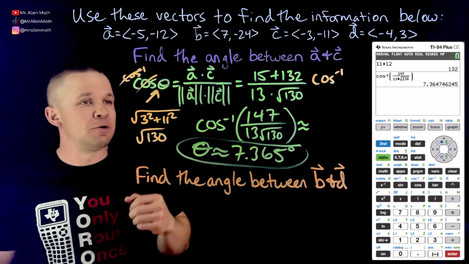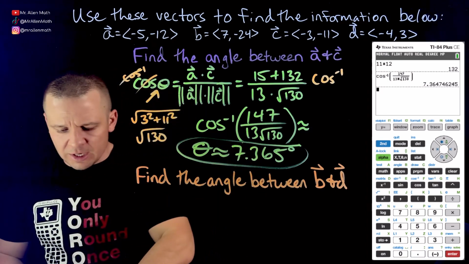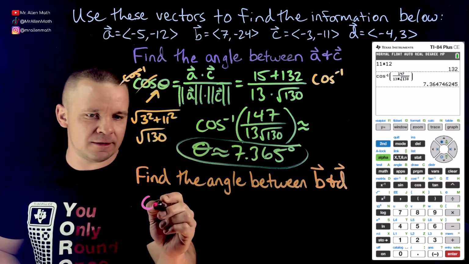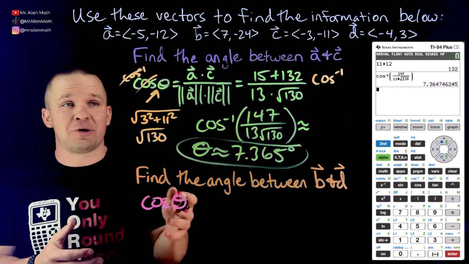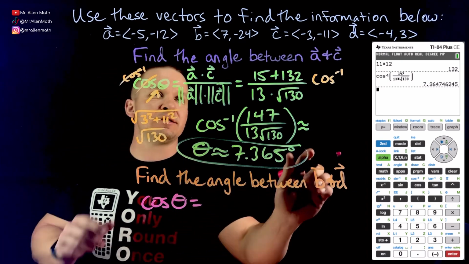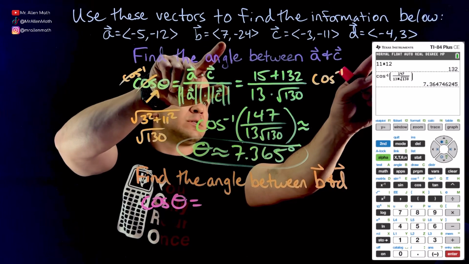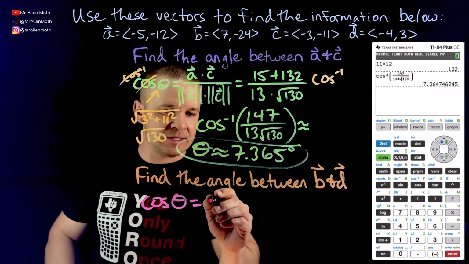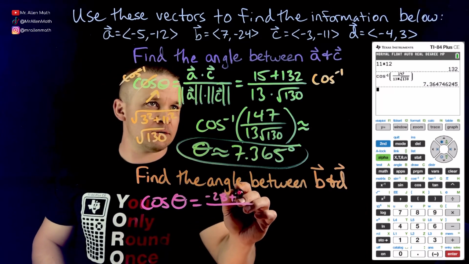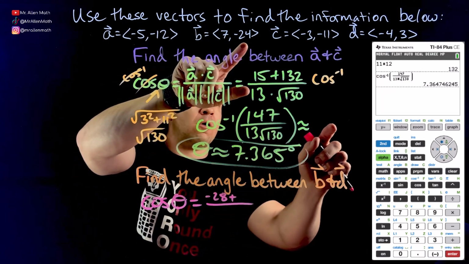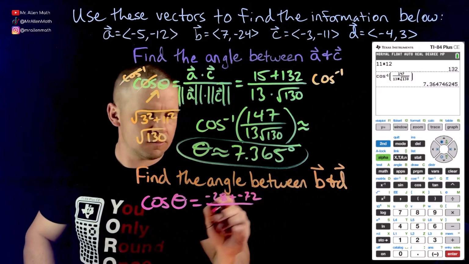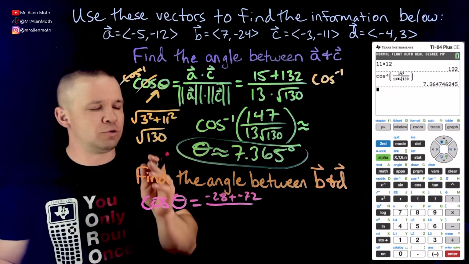Should we do this one? Let's do it. Let's see if we can write it all out on the fly. We've got cosine of theta. I'll start with the cosine of theta. So we have the dot product of B and D. We've got 7 times -4, that's -28. And then we have plus -24 times 3. Was that -72? Right? Everybody? Yes? Cool.